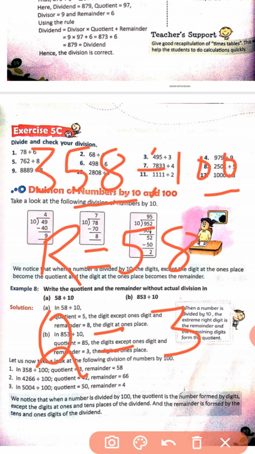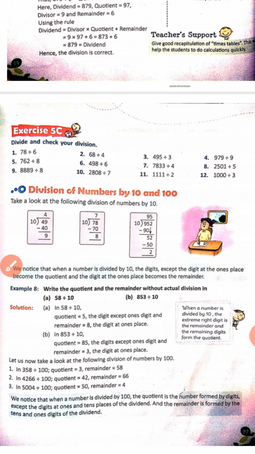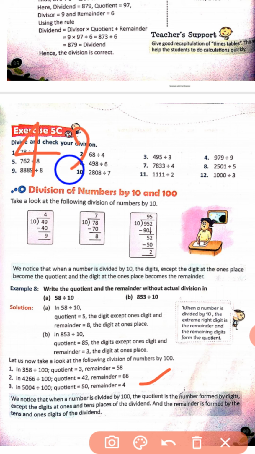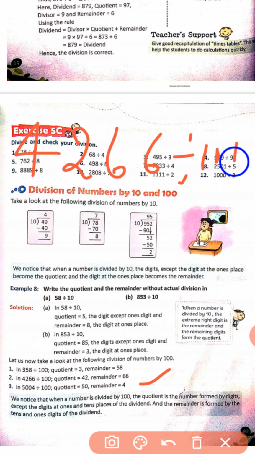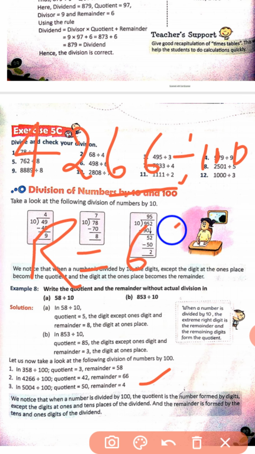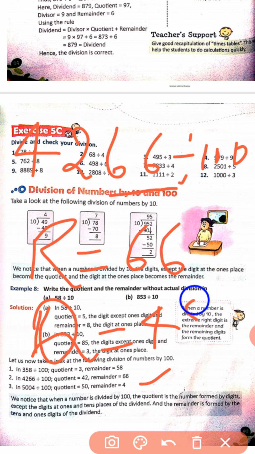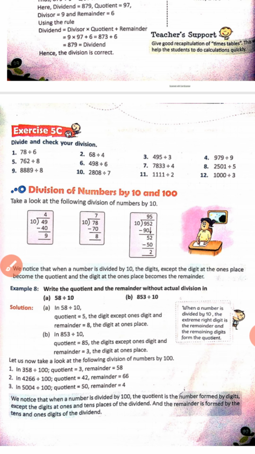Next example is 4266 divided by 100. So the ones and tens place digits will be the remainder, which is 66, and the quotient will be 42. The remaining digits are 42, so the quotient will be 42.